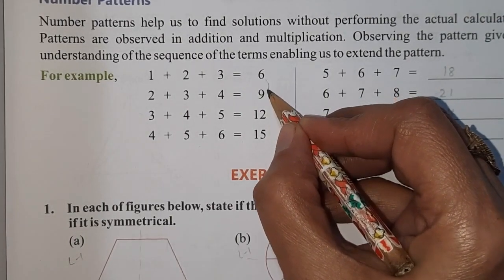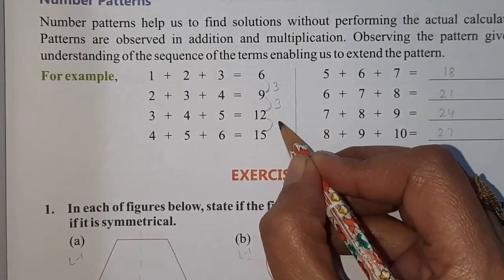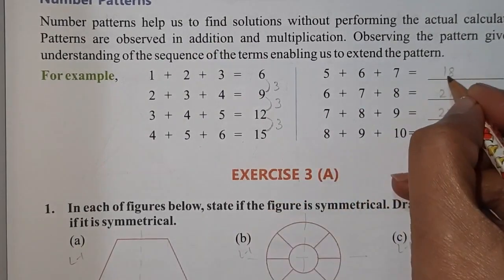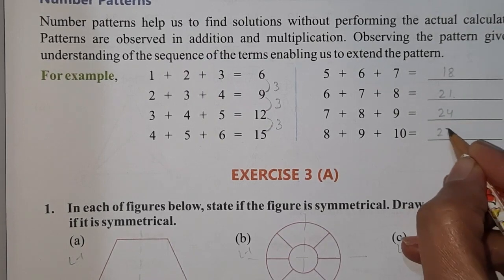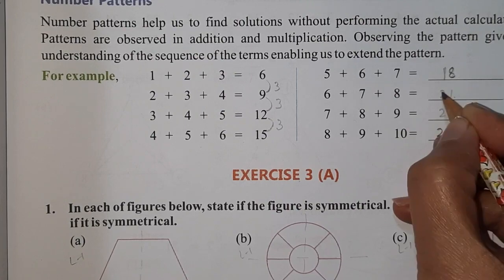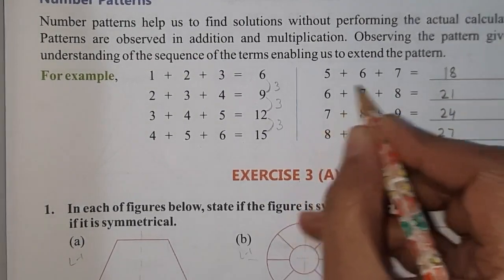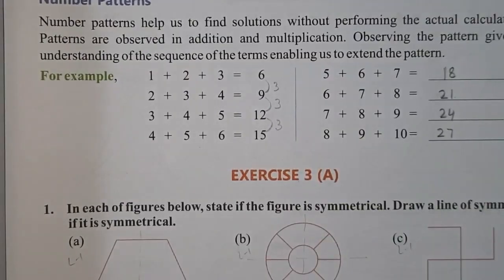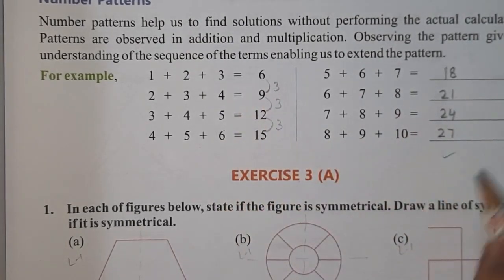6 to 9, gap is of 3. 9 to 12, gap is of 3. 12 to 15, the gap is of 3. So 15 to, we will move 18, then 21, 24 and 27. Understood? So no need to do the total, because as these are small digits, you can do totaling. But if the digits are in thousands or in lakhs, then you have to recognize the pattern and then complete it.